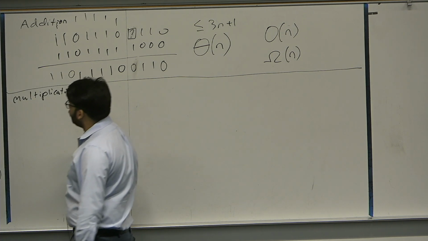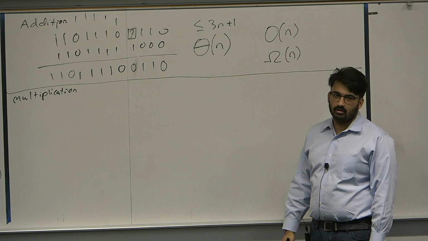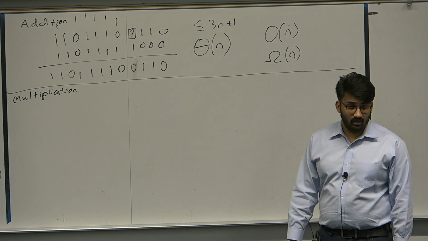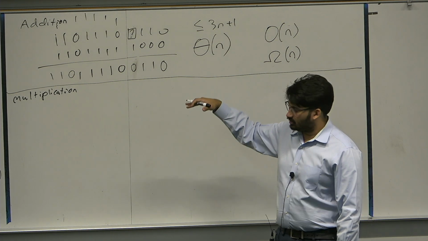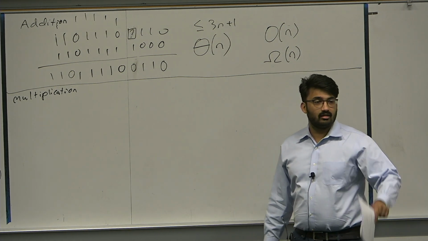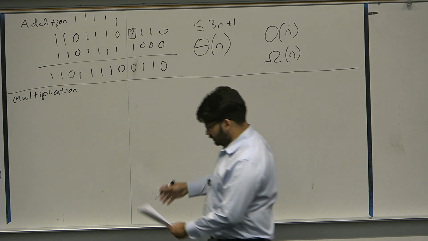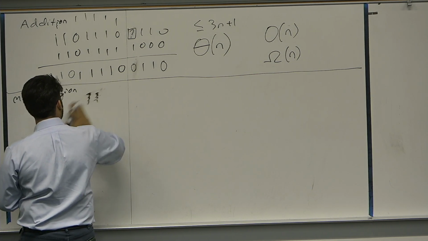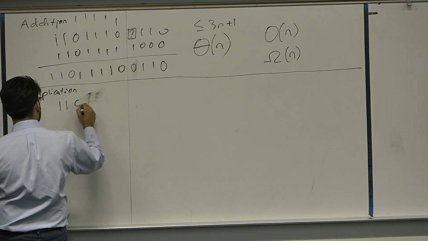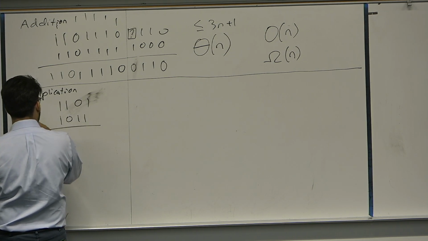So the first way you learn multiplication is how? What's the simplest grade school way? Long multiplication? This table thing? I think we all call it slightly different things. But suppose I have the numbers 1, 1, 0, 1, and let's say I have 1, 0, 1, 1, and I want to multiply these together.